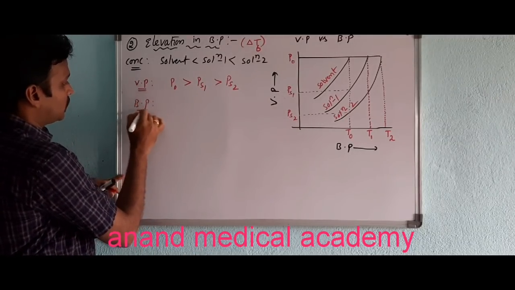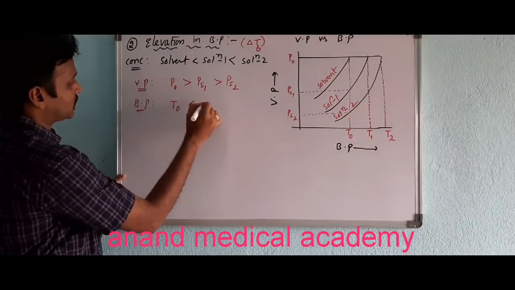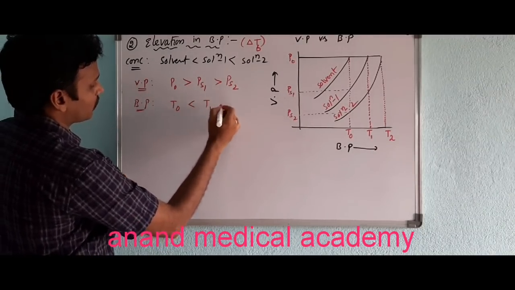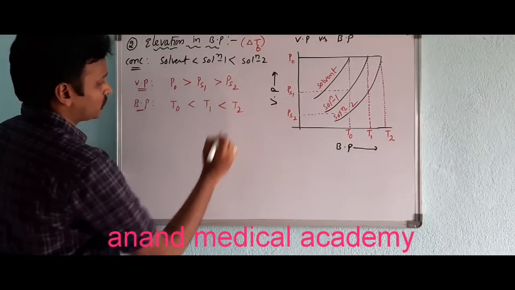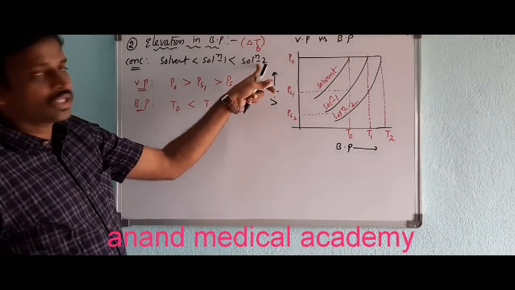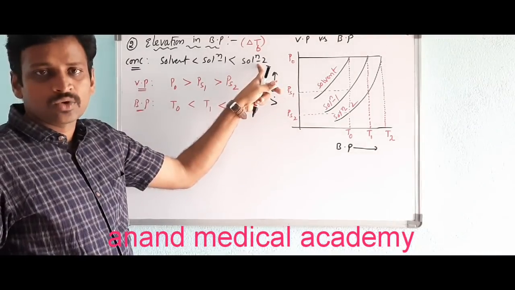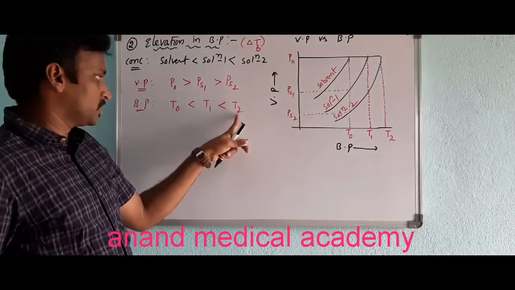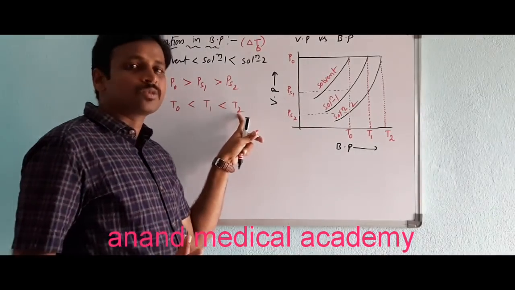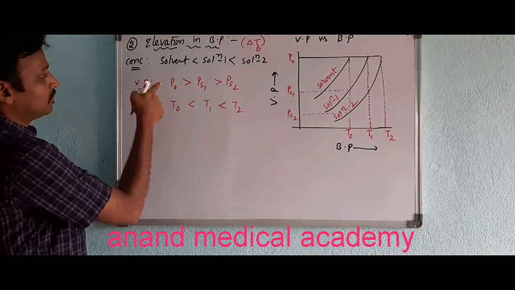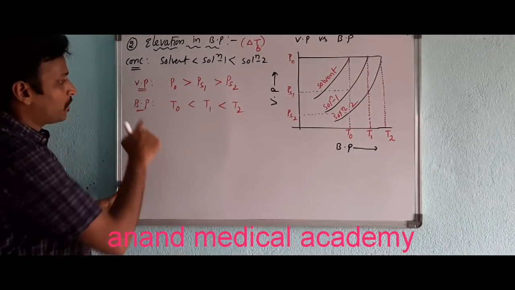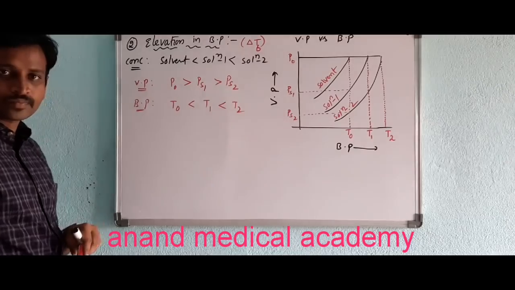The boiling points order is like this: T0 is less than T1, and T1 is less than T2, because solution 2 is more concentrated. As I told you, there is more non-volatile solute in it, so certainly more temperature is required. So T2 is bigger. It is very clear: vapor pressure P0 is more, and boiling point T2 is more.